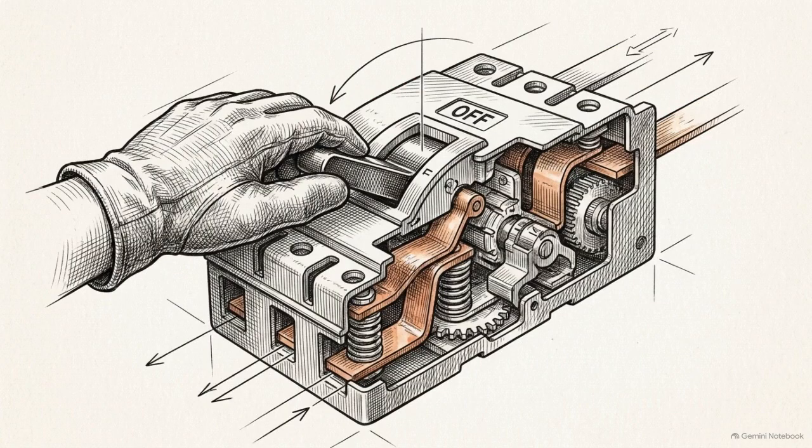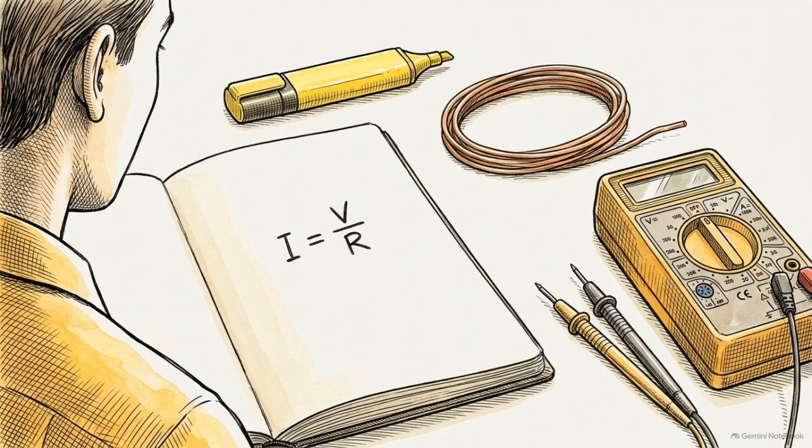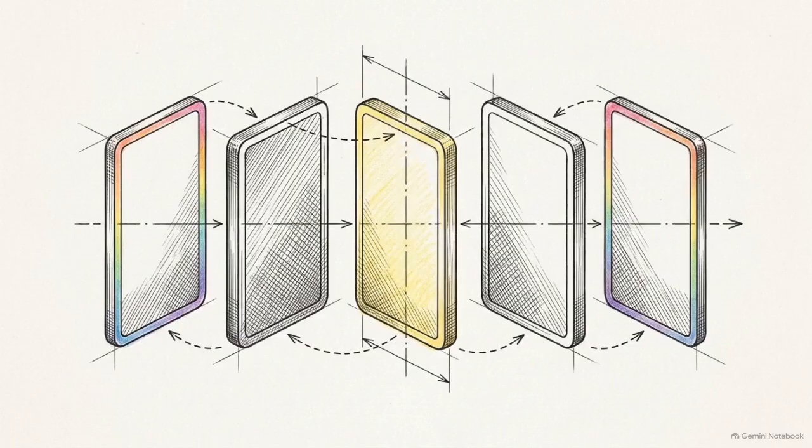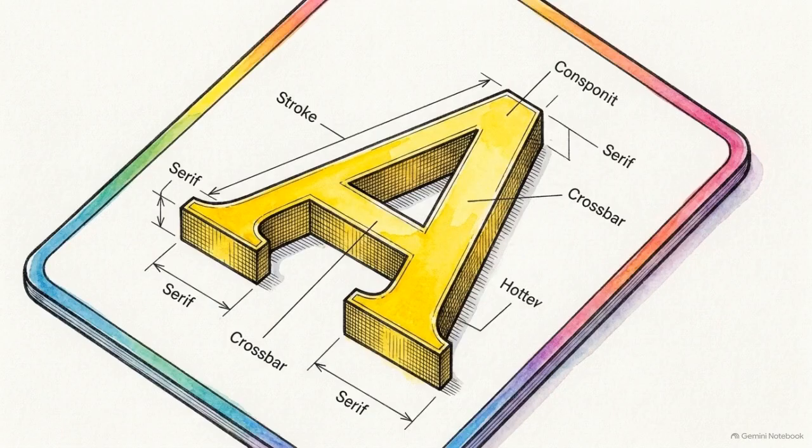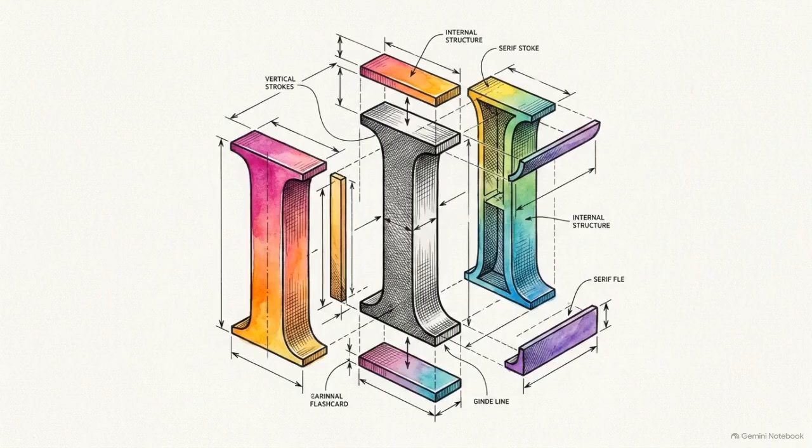Now that we have covered the theory and the math, let's lock in this knowledge. I'm going to ask you 5 common interview questions. Try to answer them out loud before I reveal the solution. Question 1. What is the unit of current? It is the ampere, or A. Question 2. What is the symbol for current? It is the capital letter I.